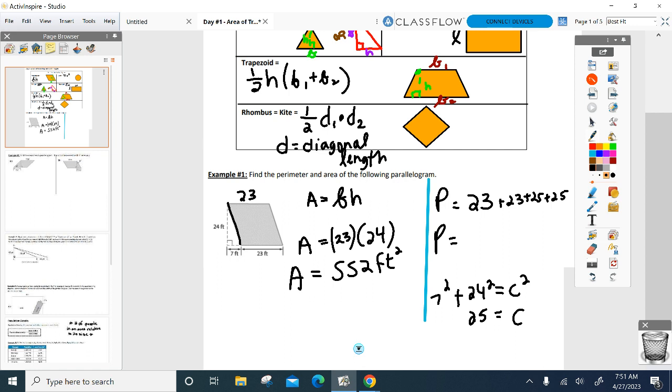So we got 50 and 46, 96. And again, if you're going to put units on, this perimeter would just be feet. That's it. Area is squared.